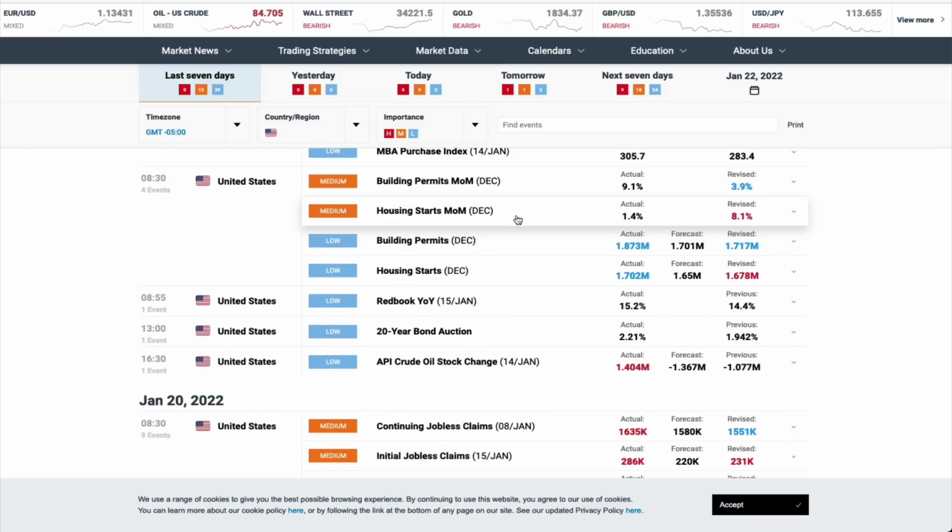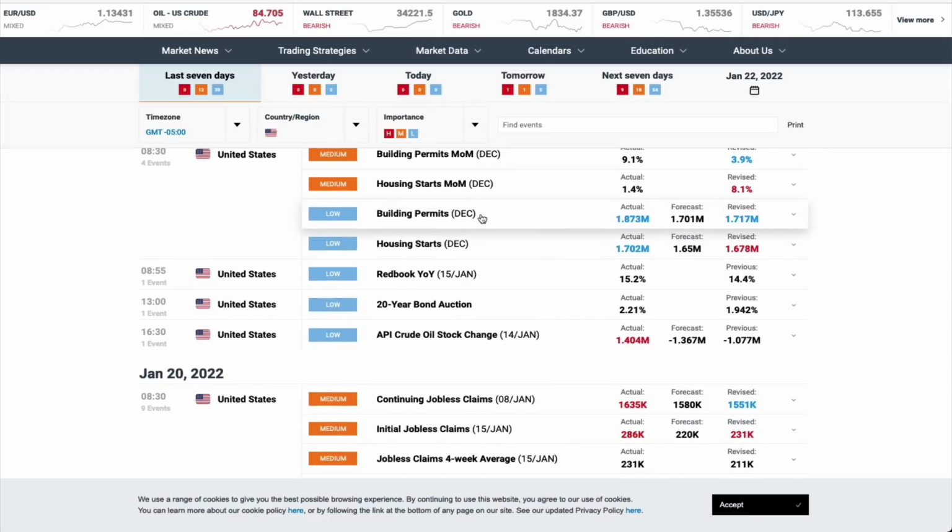Not only that, in a lot of northern regions, depending on the temperature, you're not going to be pouring foundations. Let's keep going. Building permits, 1.83 versus a forecast of 1.7. Housing starts, 1.7 versus 1.65. This was in December.